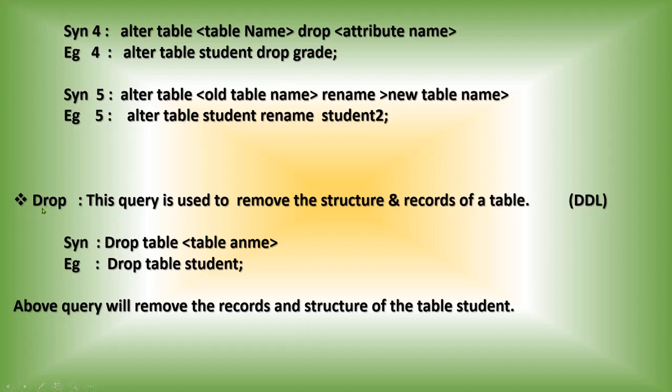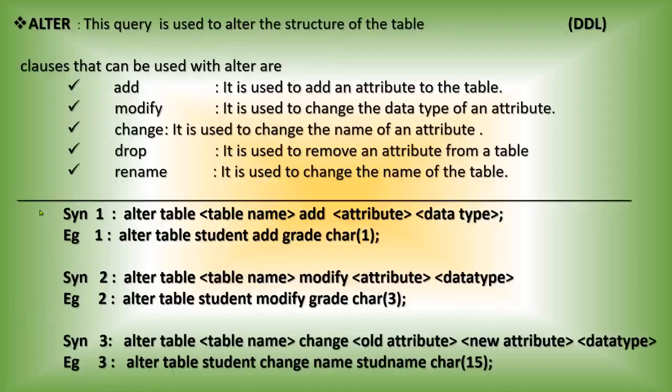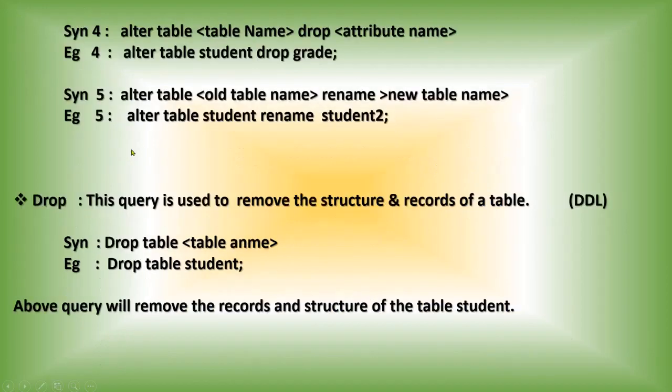And the next one is the drop query. Drop is a query. We studied drop along with alter. When you use drop along with alter, then this drop is known as a clause. Here I am going to talk about the drop query. The drop query is used to completely remove the table. It will remove the records and its structure also. Delete is used to remove the records of the table.